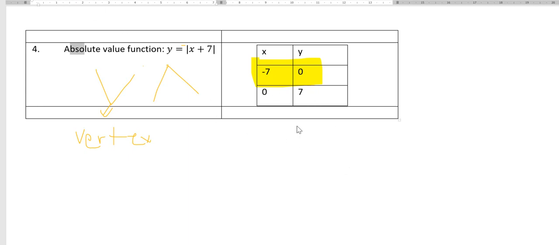For the other point, you can take any value. I picked 0, 7, but you could take any number for x and evaluate y for it.